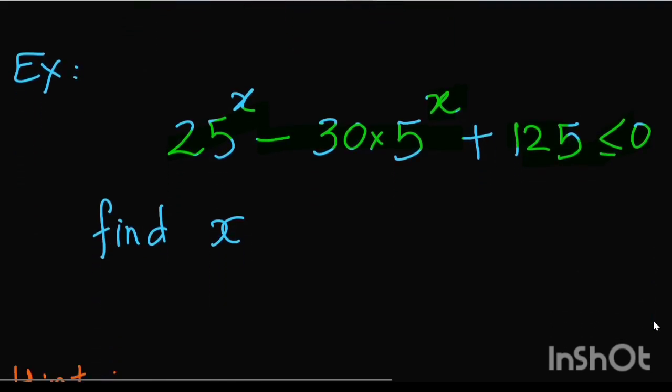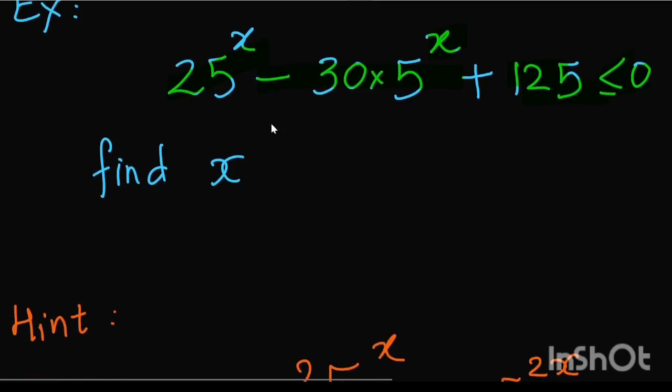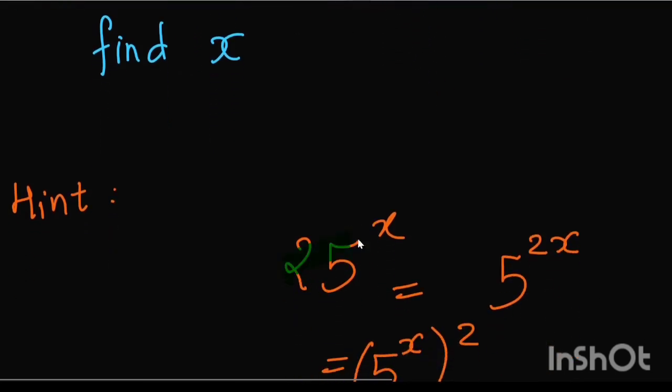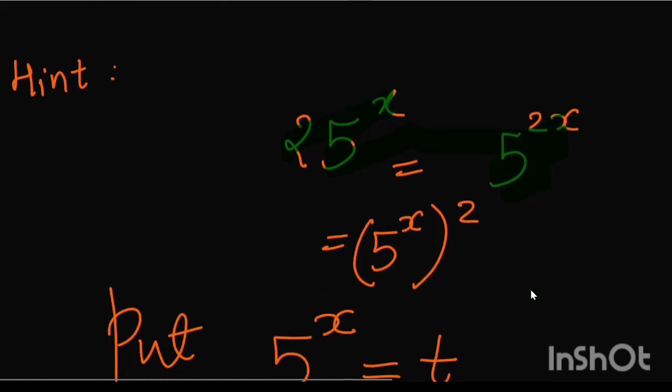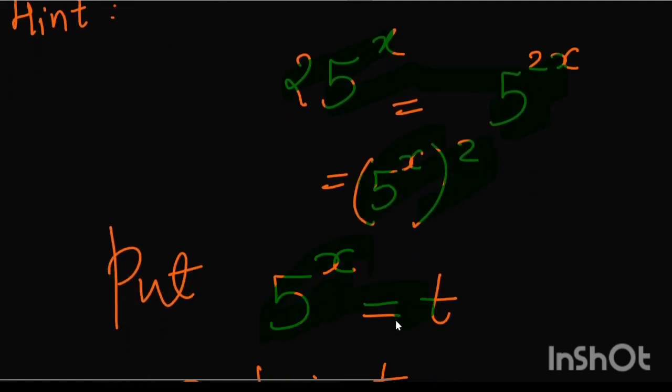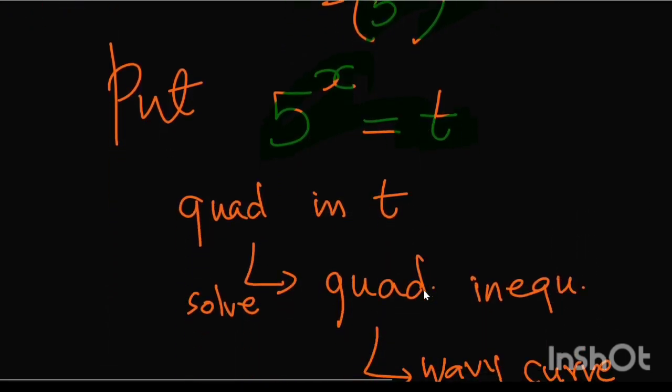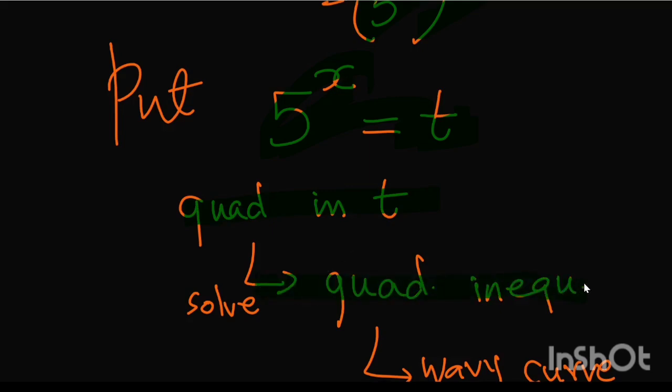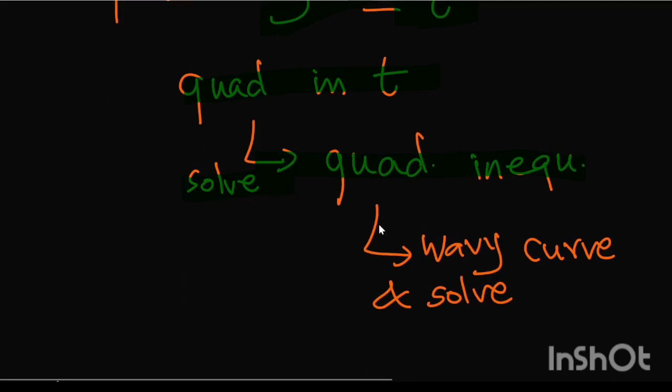So as you can observe here, the hint is that 25 to the power x is given. Here we have 5 to the power x, which means 25 to the power x is 5 squared, which is 5 to the power x, whole squared. So if you replace 5 to the power x by t, you will get a quadratic in t, because one more term is in 5 to the power x. That quadratic inequality you can solve using the wavy curve and get the answer.